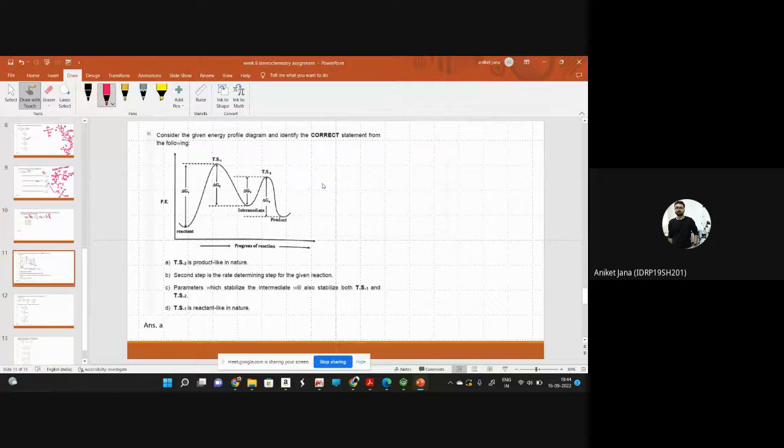Okay, now tell me what is the correct option for this one? Here it is saying that the second step is the rate determining step. Is this true? As we know, for being the rate determining step, the delta G has to be maximum, right? So this is not right. We have to choose the right option. The right option is transition state 2 as the product-like transition state, as the transition state is closer to the product. So option A is the right option.